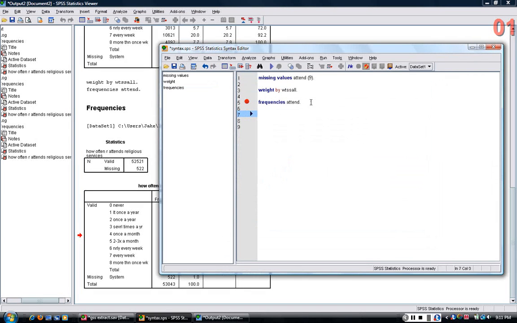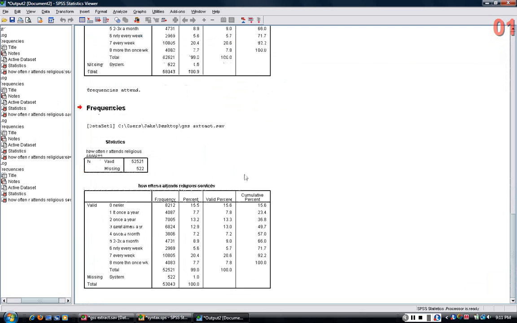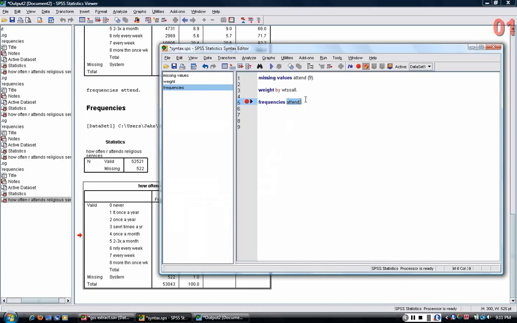But you can have multiple syntax files, and as soon as you have the command frequencies attend, I can run this another time, or I can erase attend and put in another variable. The syntax command basically gives you a record of what you've done, especially if you don't keep the output, which is a lot larger and more unwieldy.